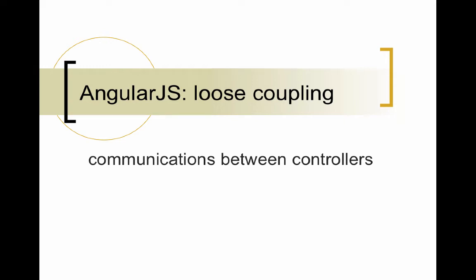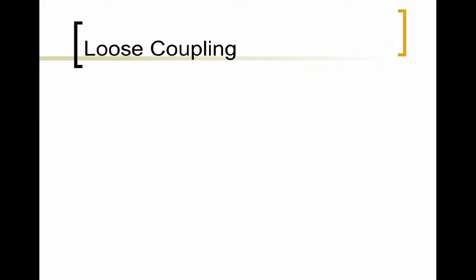Hello, this is meant to be a kind of overview of how loose coupling might work in Angular. I say might work because there are other ways I'm sure that you can implement this. So loose coupling is a way of communicating between components without actually calling directly a function in one component from another component.